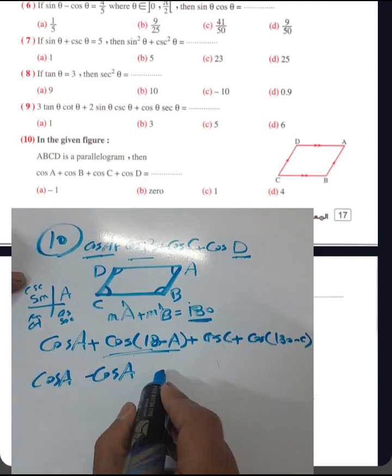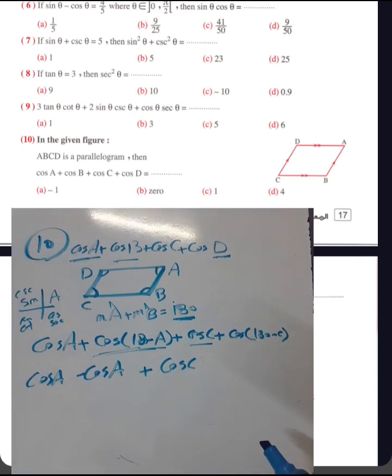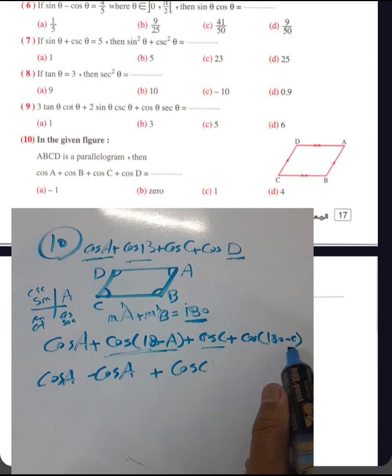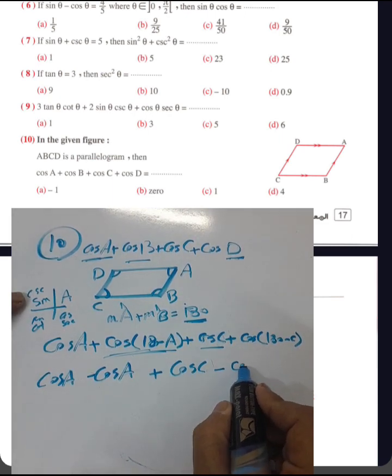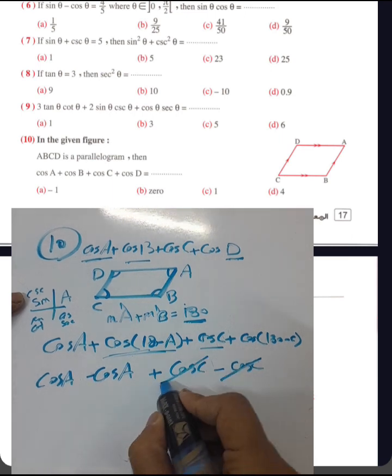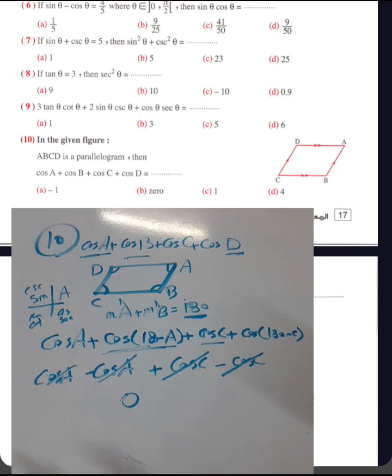Cosine A plus cosine C, and 180 minus C lies in the second quadrant again, so it will be negative. Here cosine C subtracted by cosine C, the result will be 0 for this example. Understood?